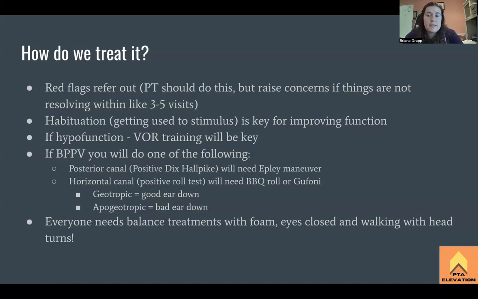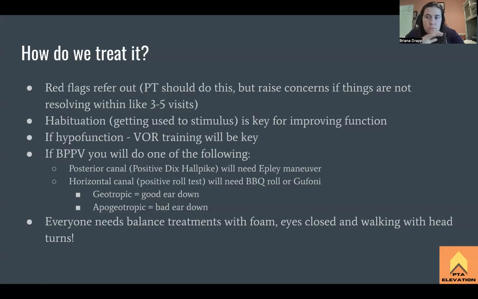Geotropic essentially means that when you turn your head to that side during the roll test, you'll see the nystagmus beat towards the ground. Apogeotropic means if you turn your head to the opposite ear of where the problem is, you'll see it beat upwards, aggressively. So basically it just means which direction the nystagmus is going. It's still going horizontal and you'll treat it accordingly.